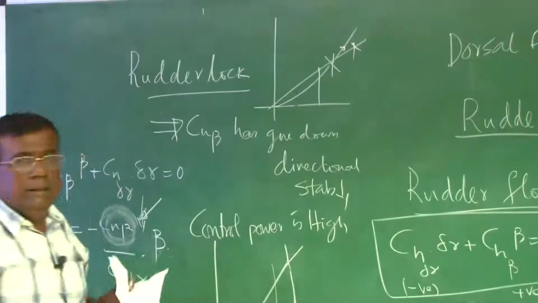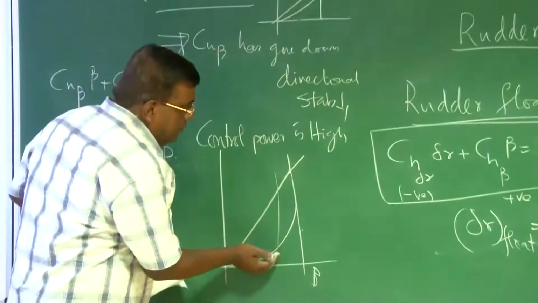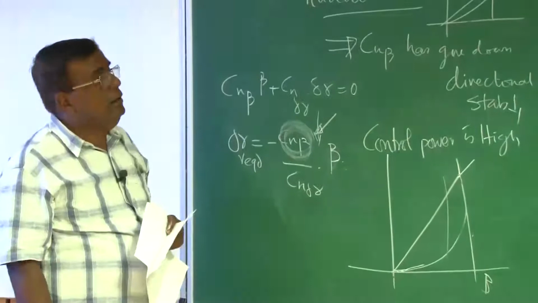This is a very fast explanation. You must read. This is a very complex phenomenon. Easy to say, the beta float increases beyond a degree, aerodynamics is no more linear. It's non-linear. But this is the general physics.